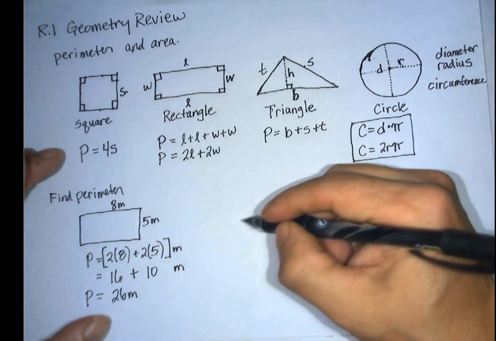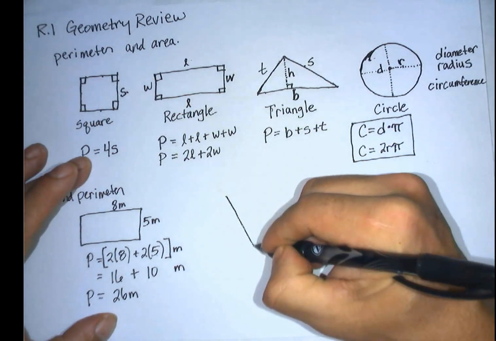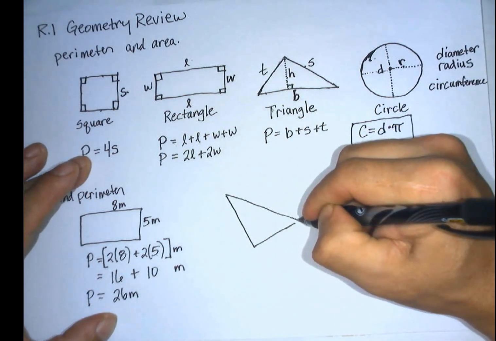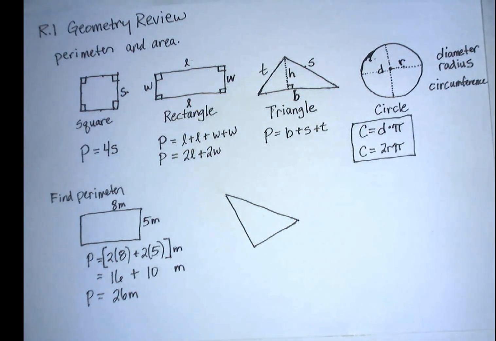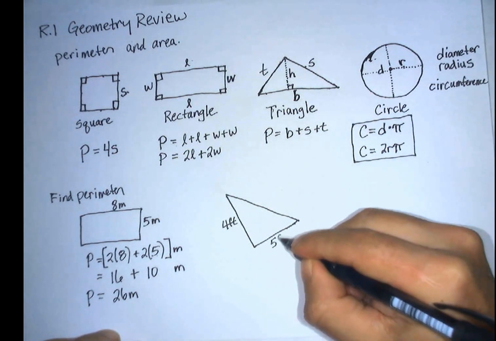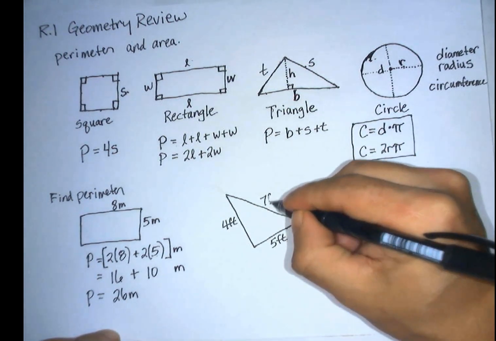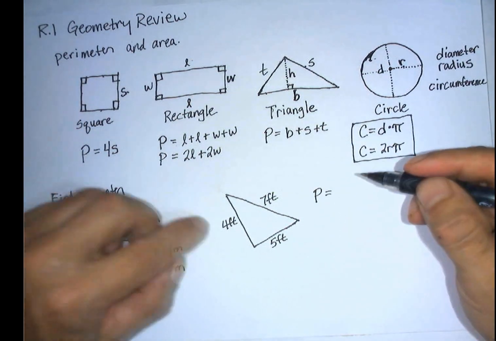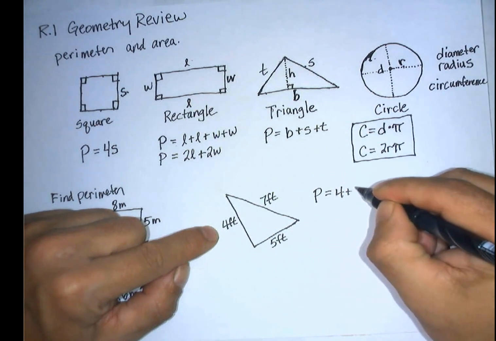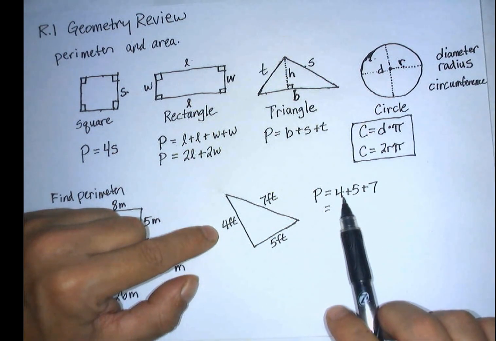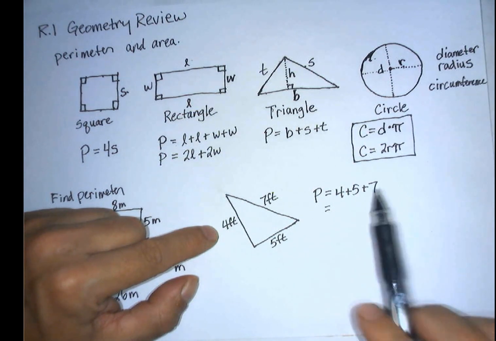Let's look at a perimeter of a triangle here. Perimeter of a triangle. And this one is going to be 4 feet. This is 5 feet. And this is 7 feet. So the perimeter is just simply to add up the outer edges. So it'd be 4 plus 5 plus 7. And we'll add from left to right. 4 plus 5 is 9. And 9 plus 7 is 16 feet.